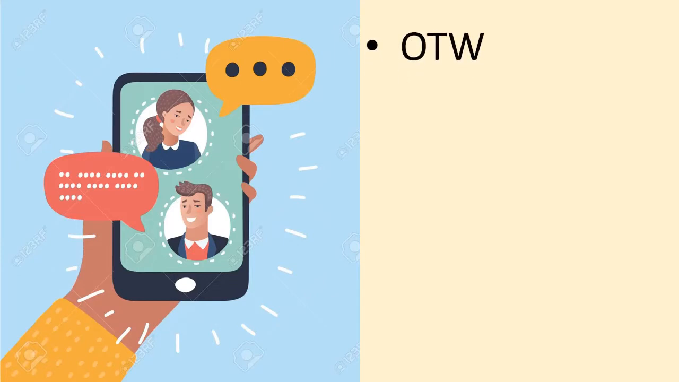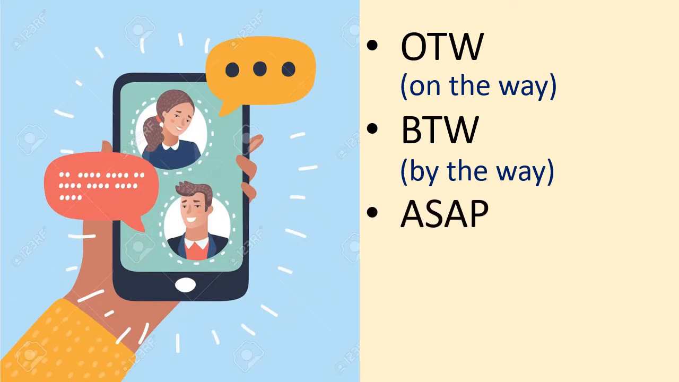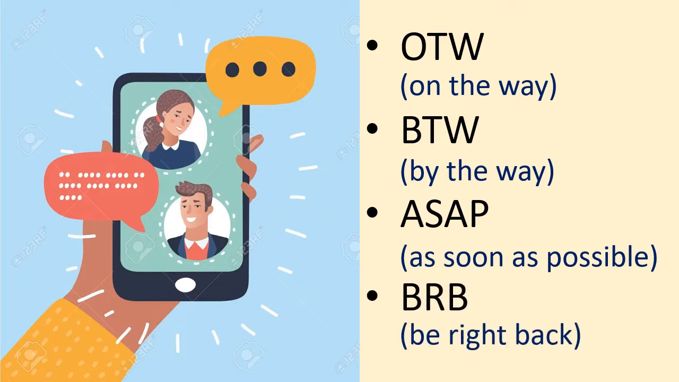Now, let's see if you already know these shortcuts. OTW. What's the meaning of this? On the way. BTW, that's by the way. ASAP, as soon as possible. And BRB is be right back. Okay. So these are called SMS languages.